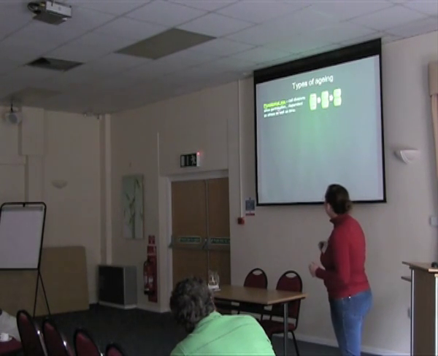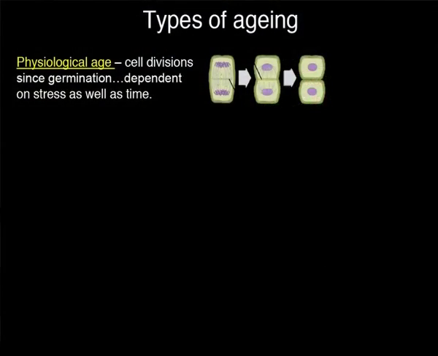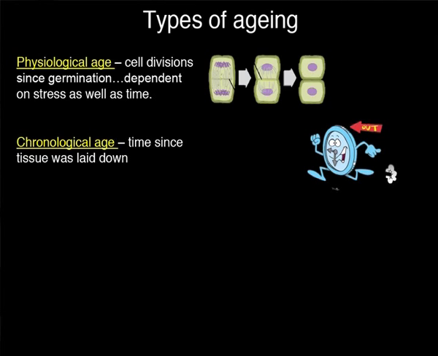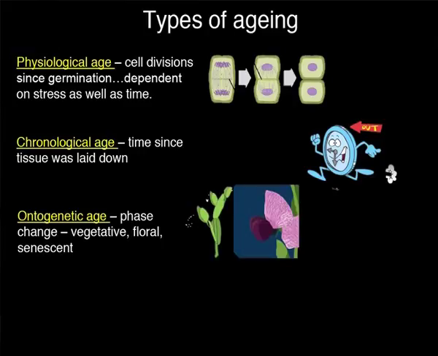So what we have as physiological age is the number of cell divisions since germination of the apical meristem. So this is sort of the number of cell divisions that have gone by when it lays down that next tissue. Chronological age is the time since that tissue was laid down. And ontogenetic age, which is phase change, is flowering, vegetative. So you start with embryonic, vegetative, flowering, senescent, for example. And then topophysis, I meant.